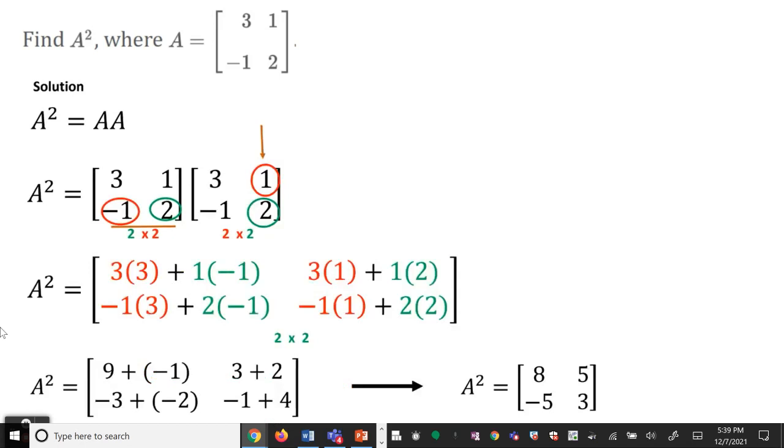So if I simplify, I get 3 times 3 is 9. 1 times negative 1 is negative 1. If I add 9 plus negative 1, then I get the 8. And 3 plus 2 is going to give me my 5. Negative 3 plus negative 2 is my negative 5. And negative 1 plus 4 would be 3.